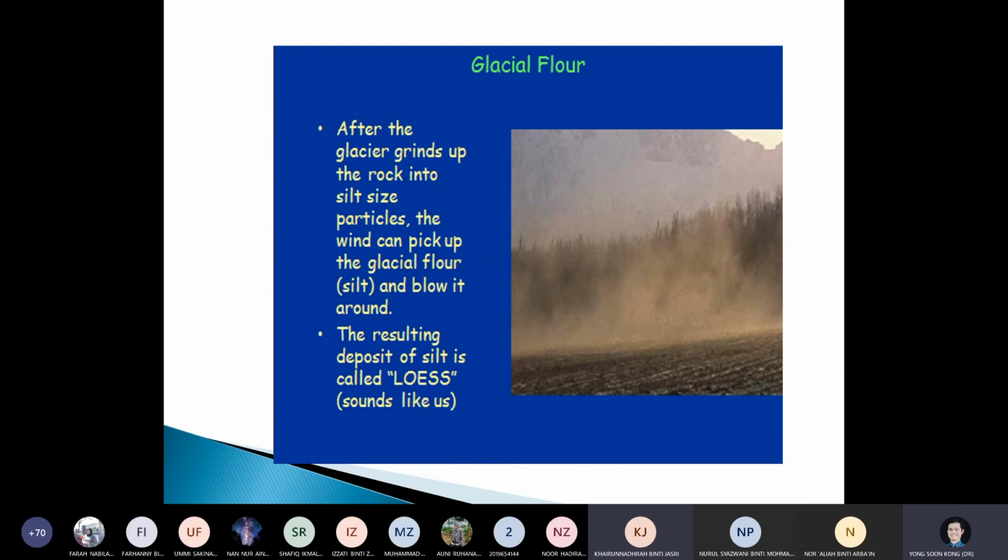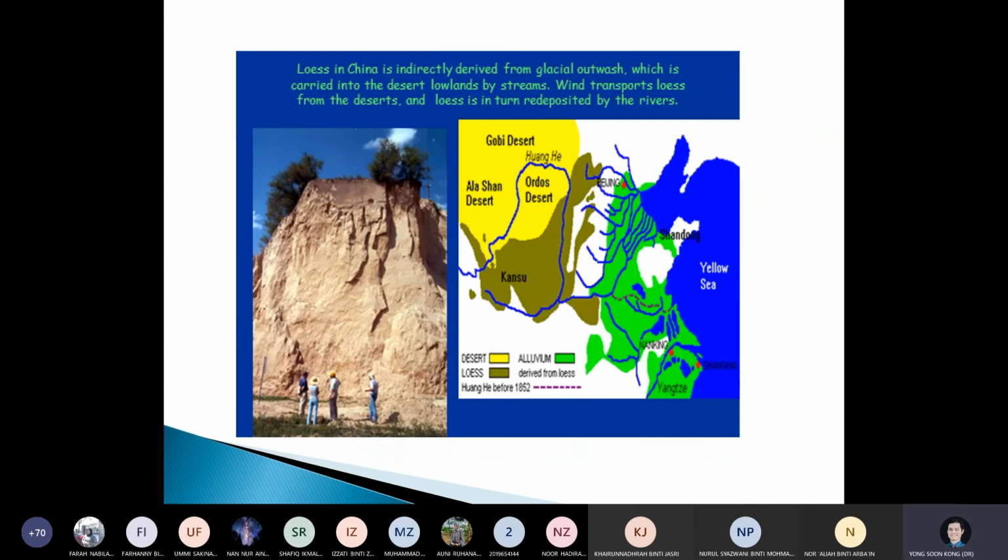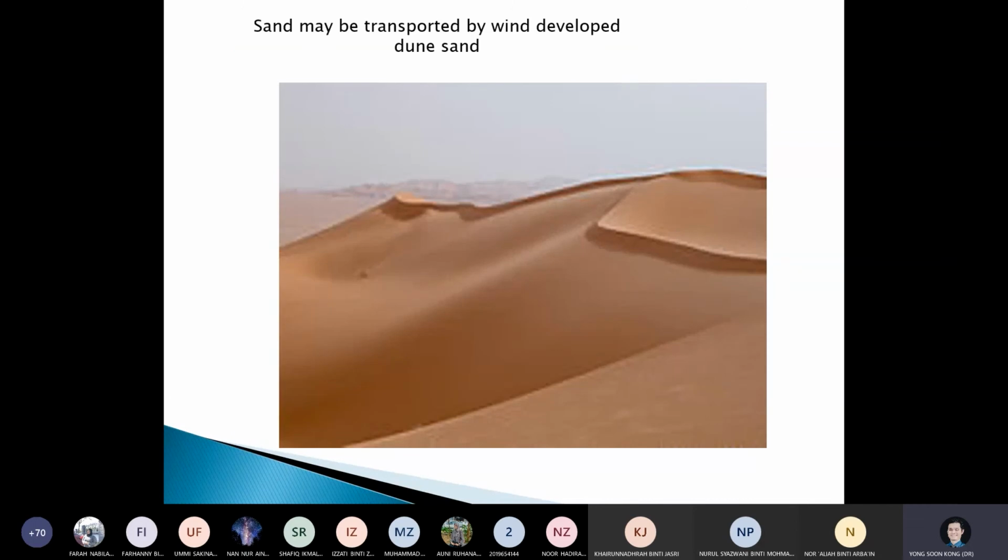Now, in fact, this slide, we have already seen it last week. Glacier flower, or the other name for it is called loess. And it's located near large, vast areas such as China, US, or maybe the desert area of Australia. These are the examples of loess. So you can see that land, Sahara Desert, that have a lot of lands. These are the result of Aeolian. These are the Aeolians as a result of wind erosion.